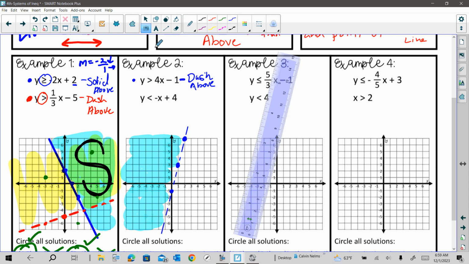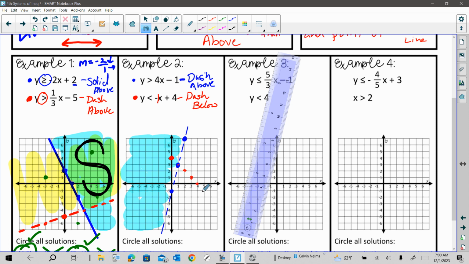Then for the second inequality, that's going to be red for me. This now is also going to be a dash line. And because it's less than, we're now going to shade below. So we're going to start off with graphing the y-intercept, which is at the 4 on the y-axis. This is a slope of actually 1. There's like an invisible 1 there. So that means down 1 to the right 1.